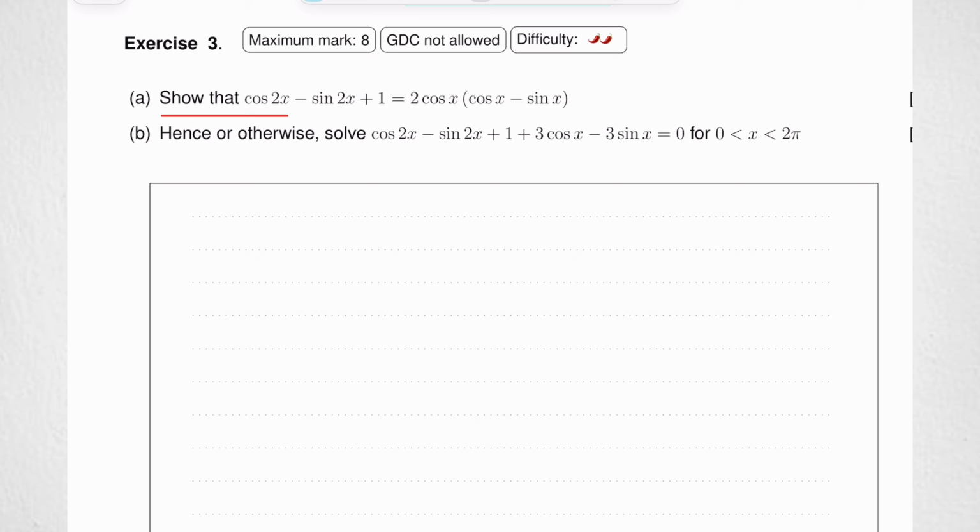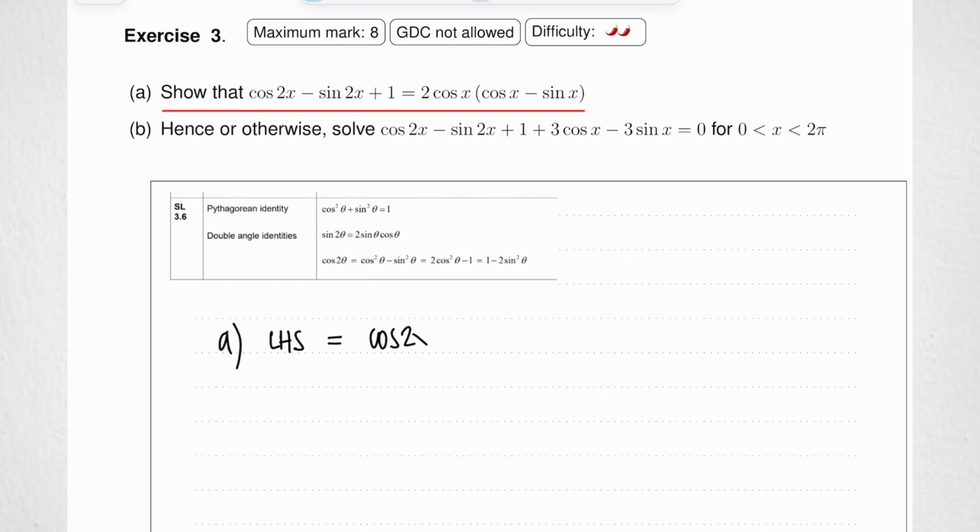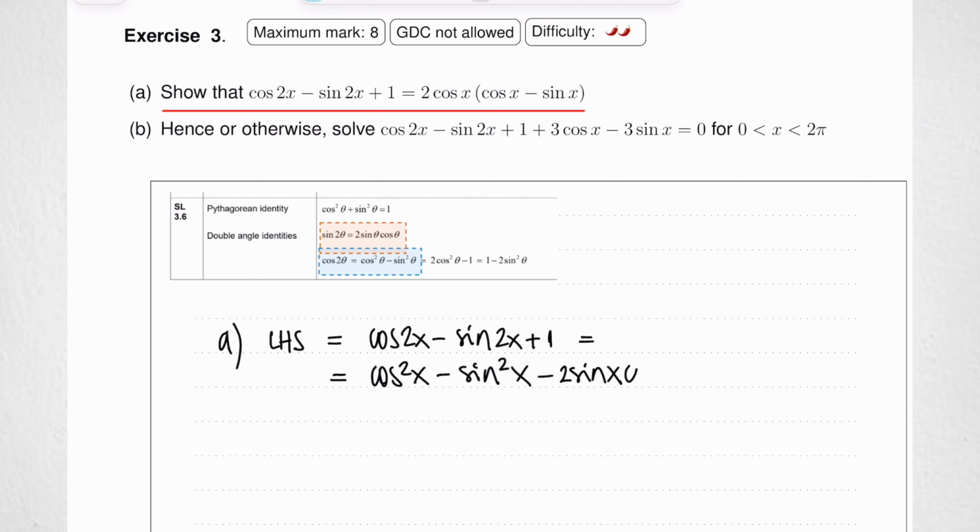Show that cosine of 2x minus sine of 2x plus 1 is equal to this. So you have to decide either to start from the left-hand side and work your way towards the right-hand side, or the other way around. Now in this case, we're going to go from left to right, and by using the following identities, we are going to replace cos of 2x by cos squared of x minus sine squared of x, and sine of 2x by 2 sine of x cosine of x. We still have the plus 1. And it's a good idea to always keep an eye on where you're trying to get, which means the right-hand side over here.